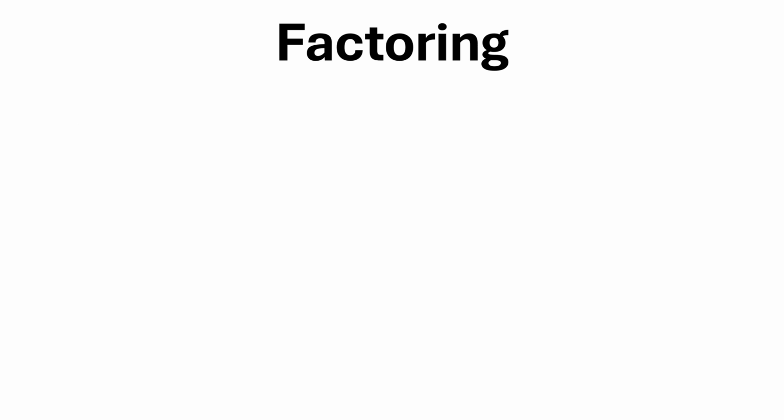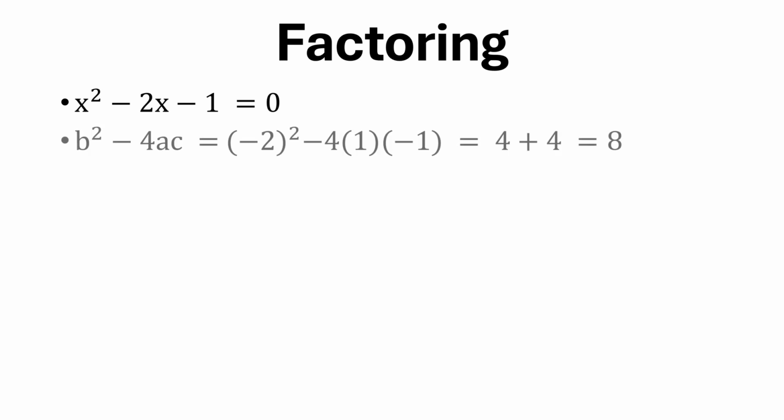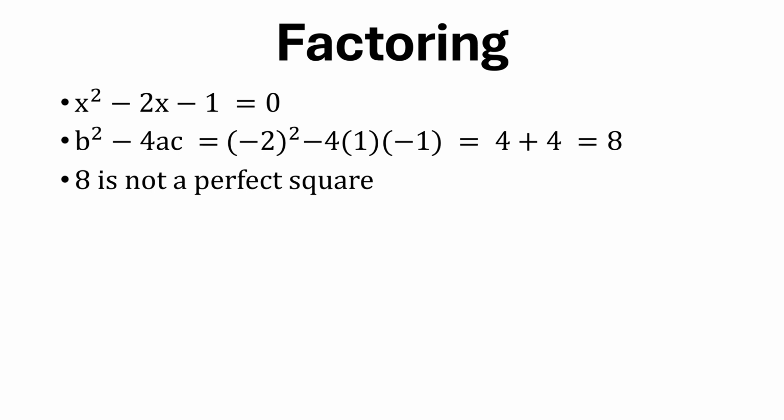Let us use some examples to clarify this. X squared minus 2x minus 1 is equal to 0. Let's calculate the discriminant. B squared minus 4ac equals negative 2 squared, minus 4 times 1, times negative 1, which equals 4 plus 4, which equals 8. 8 is not a perfect square, so this quadratic equation cannot be solved by simple factoring.